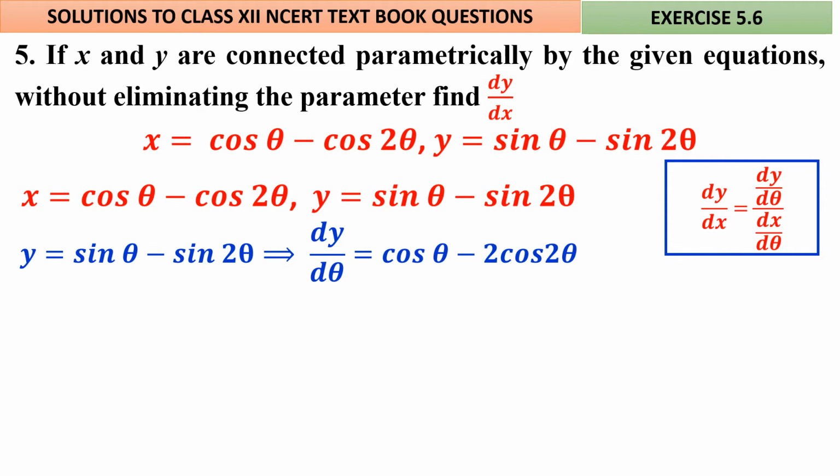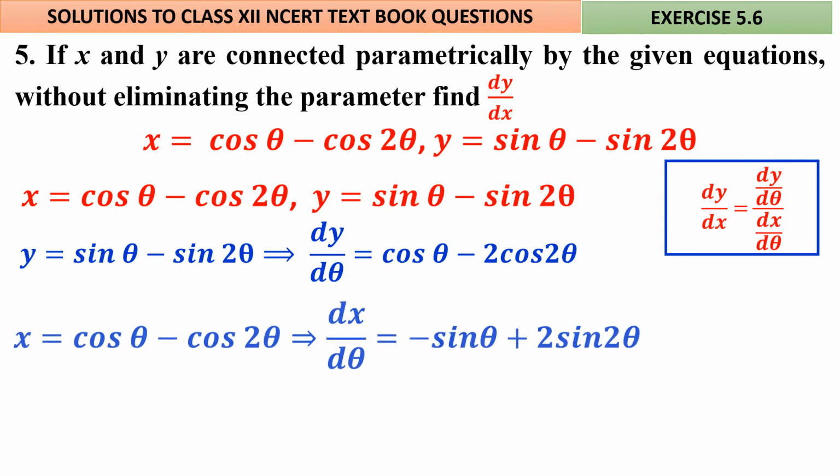Let us take y first. It is sin theta minus sin 2 theta. And you know that the differentiation of sin theta is cos theta. Differentiation of sin 2 theta is cos 2 theta into d by d theta of 2 theta, that is 2. Therefore, it is written directly as cos theta minus 2 cos 2 theta.